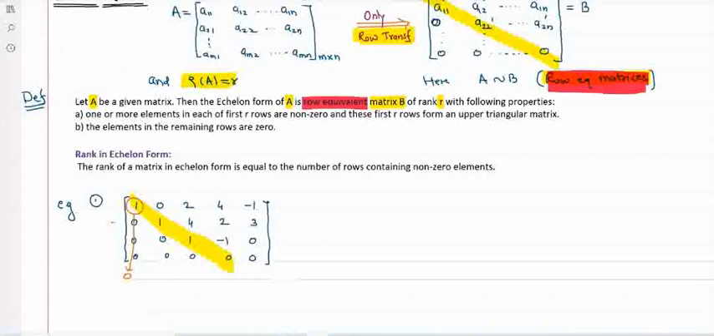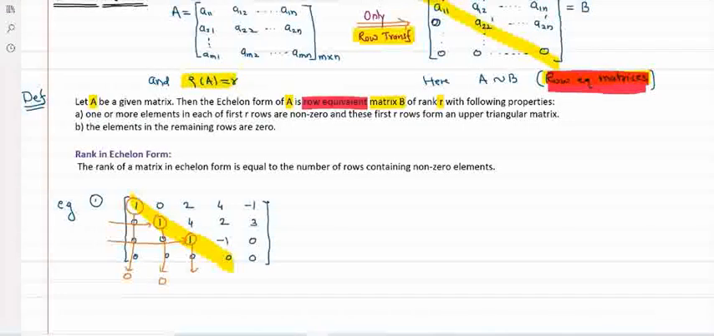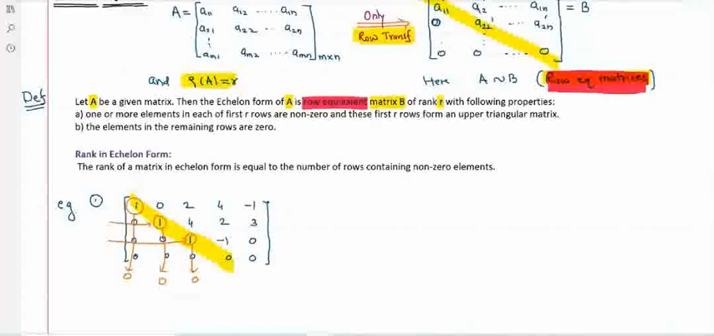Second one, the second non-zero element in the second row, this one. The elements below that all must be equal to 0. Next, the third non-zero element, and the elements below that all equal to 0. Now next one, there are no non-zero elements. So this is in the echelon form.